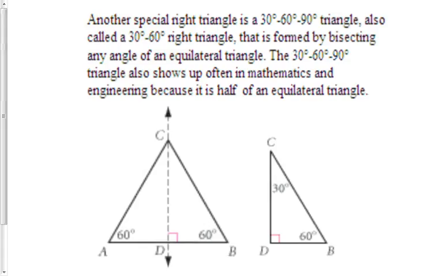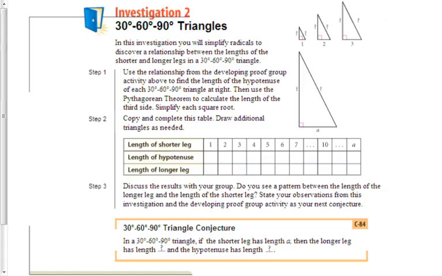But we want to investigate the relationship between the side lengths of this 30-60-90 right triangle. So again, I'm going to give you a few minutes in your groups to work through this investigation. Fill out the table as much as you need to see the pattern of the shortcut for finding the sides of a 30-60-90 right triangle.